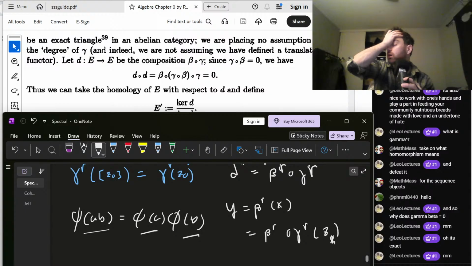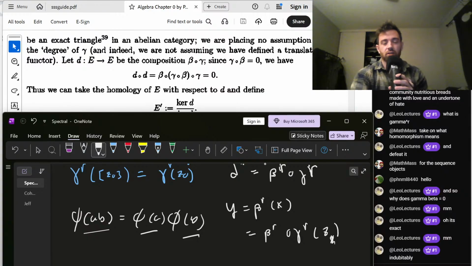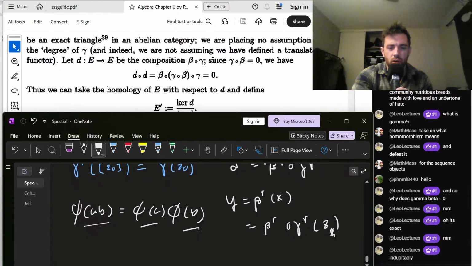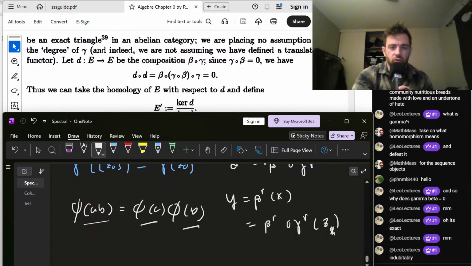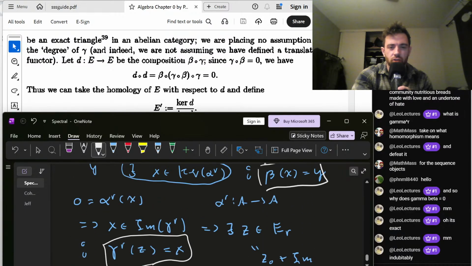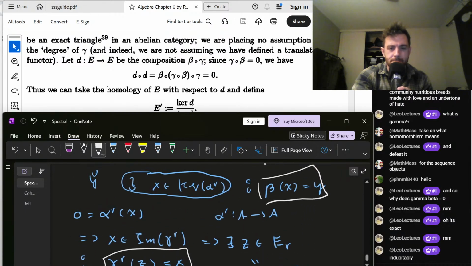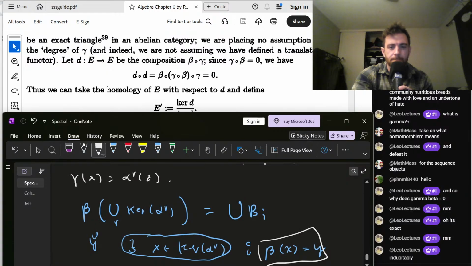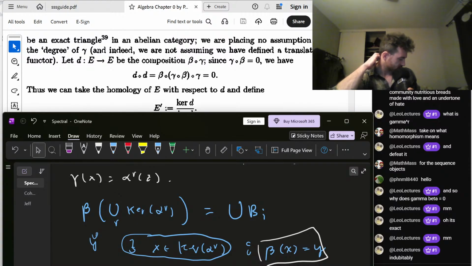So I think that kind of does it. That does this in one. This partly does it. Because now Y is in the image of this differential. So it's got to be in one of these BRs.